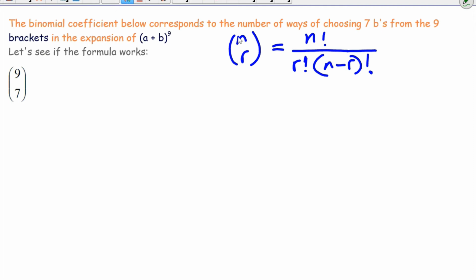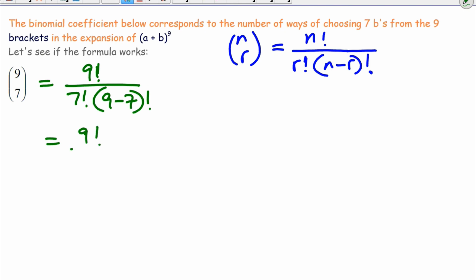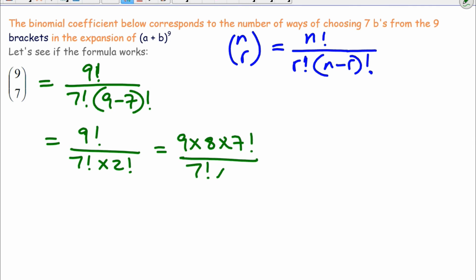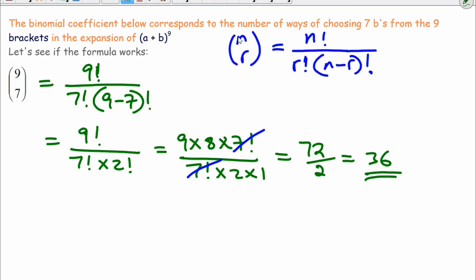This coefficient will be equal to 9 factorial over 7 factorial multiplied by (9 minus 7) factorial, which will be equal to 9 factorial over 7 factorial multiplied by 2 factorial. That will be equal to 9 multiplied by 8 multiplied by 7, and we can actually stop there at 7 factorial, over 7 factorial multiplied by 2 multiplied by 1. 2 factorial is just 2. So these two cancel, and what we'll be left with is 72 divided by 2, which is 36. Which means that 9 choose 7 is equal to 36.